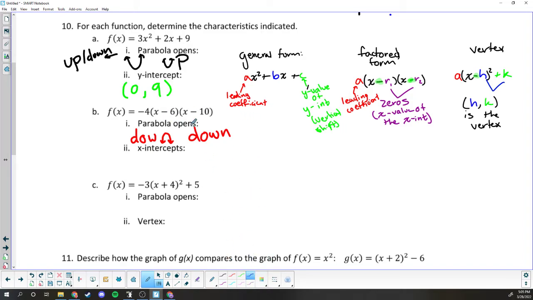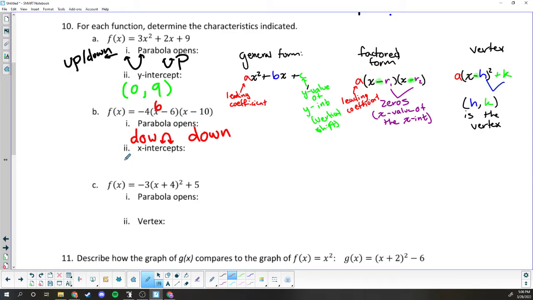Down like a frown. Anyway, the x-intercepts are right here. Now, keep in mind, in our form of the equation, these values are already being subtracted. To find the x-intercept, you have to find what value of x makes the function equal to 0, which means it's whatever goes into the parenthesis that makes the parentheses equal to 0. That gives you a 0, or an x-intercept. And so, because it's x minus 6, the x-intercept would just be 6.